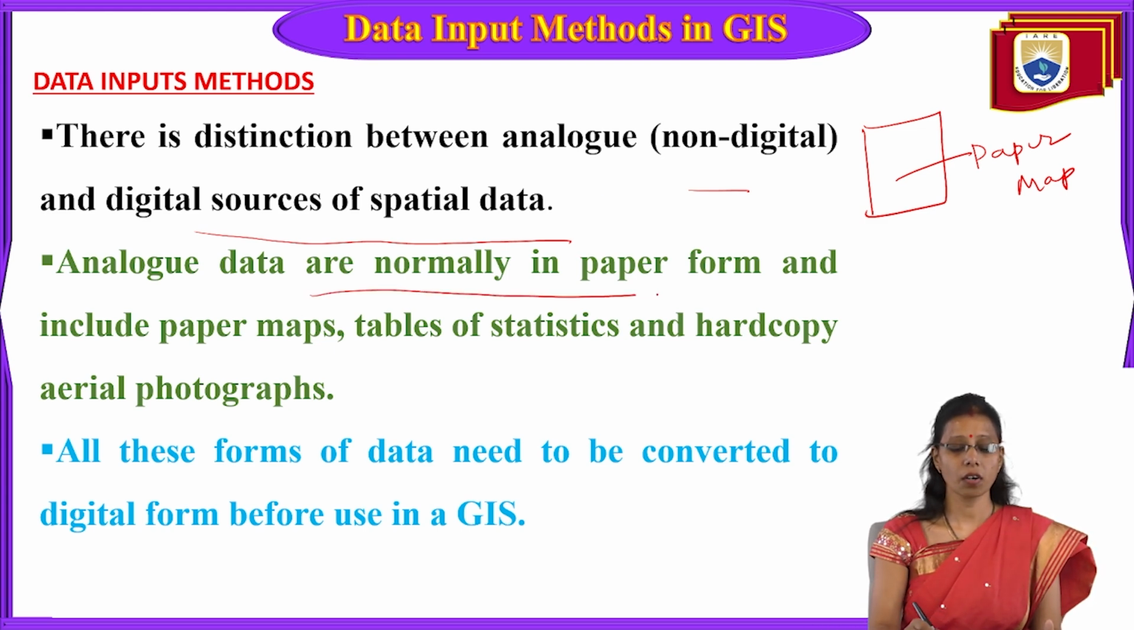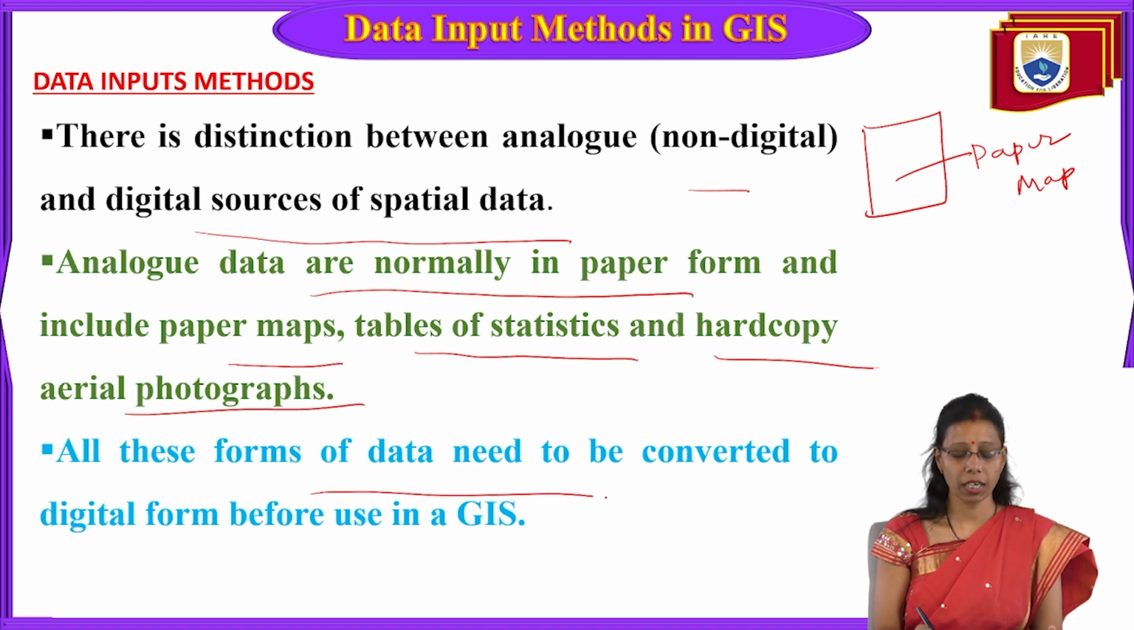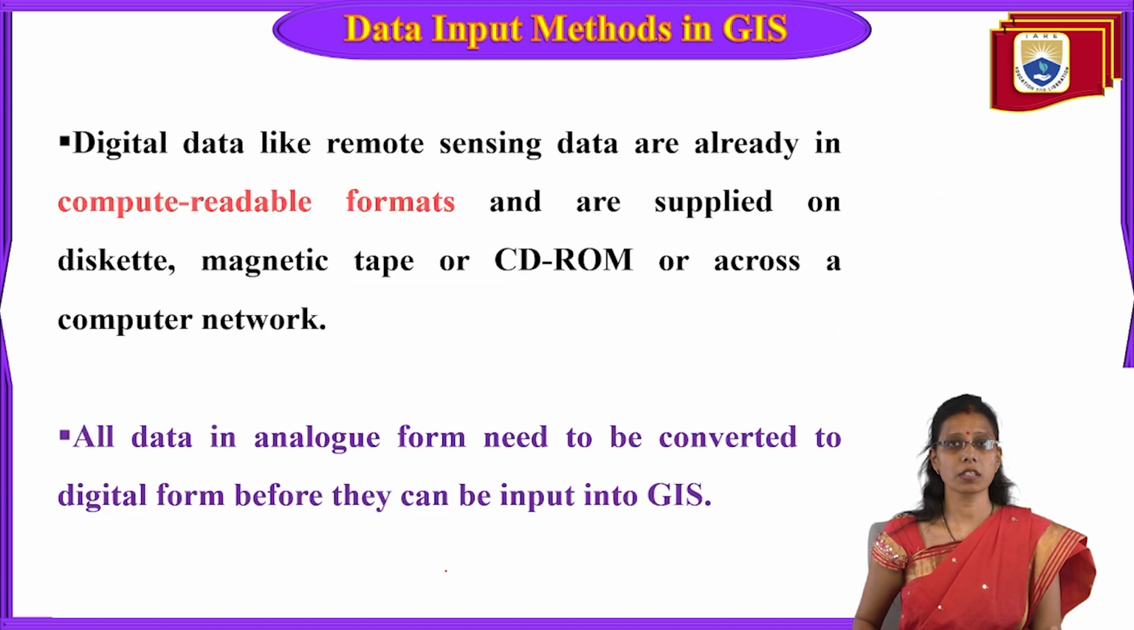Analog data are normally in paper form, and include paper maps, tables of statistics, and hard copy aerial photographs. These all are included in analog data. If you have tables, charts, or statistics in the form of paper, that becomes analog data. But still, if you want to work with all that kind of data, we have to input it in the GIS process first. All these forms of data need to be converted to a digital form before use in the GIS software.